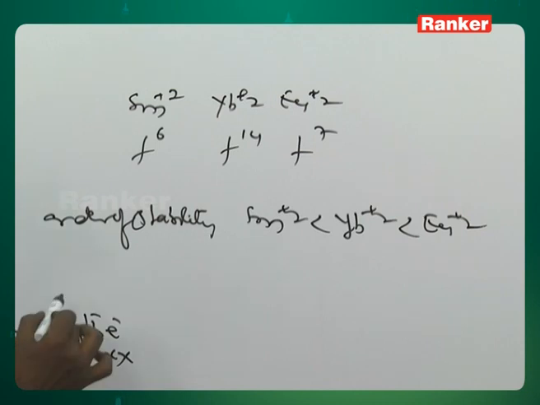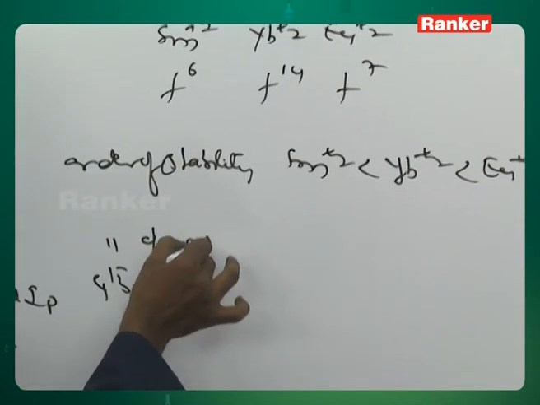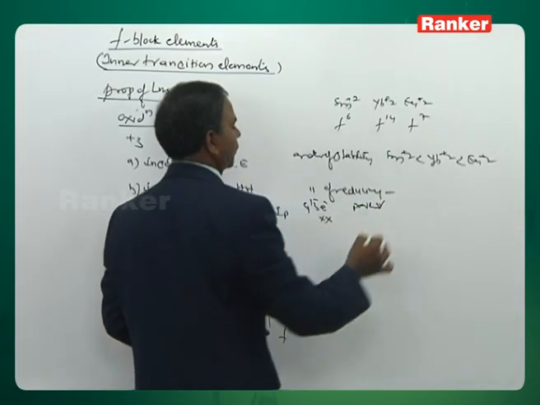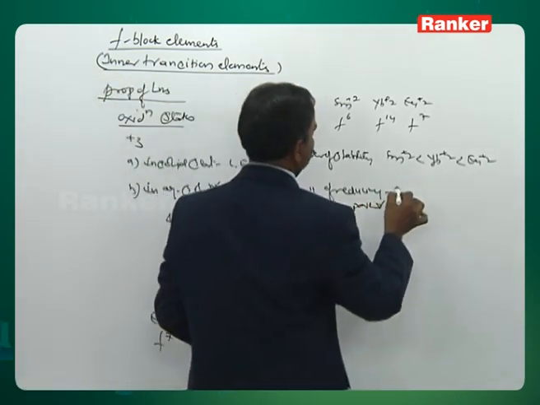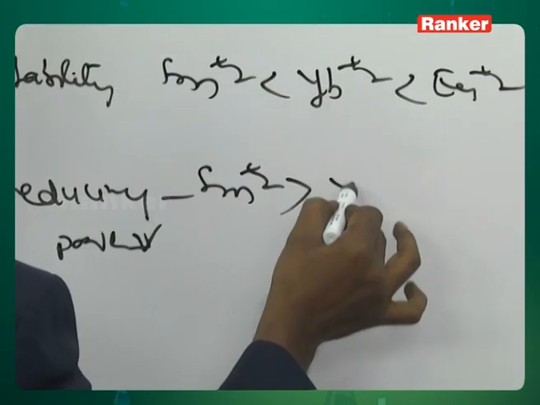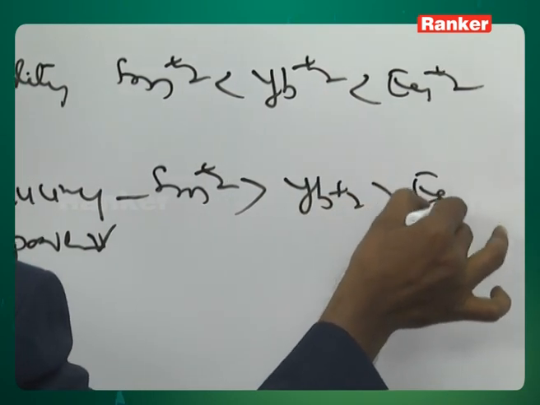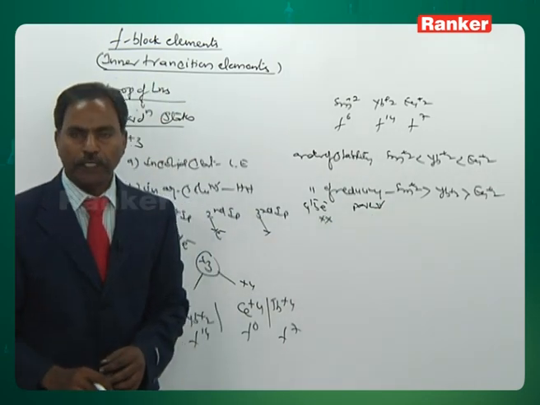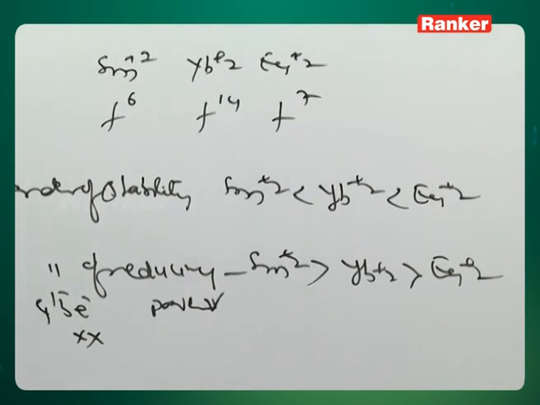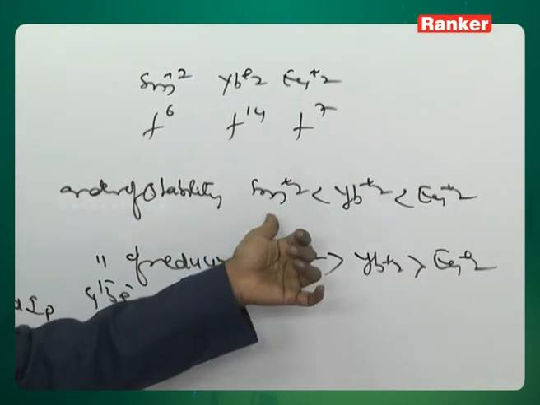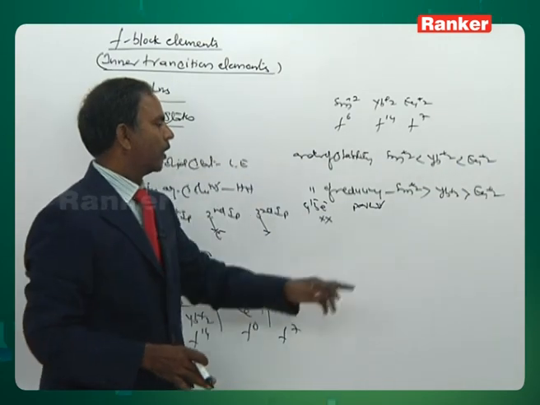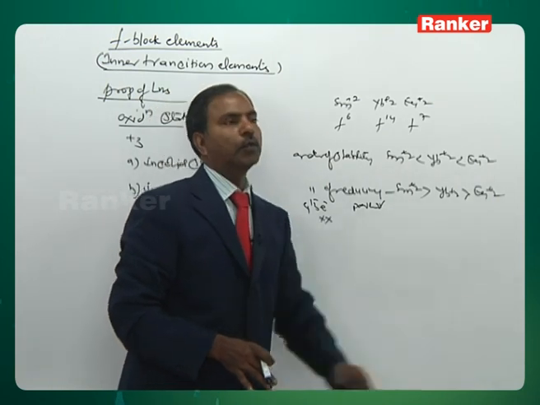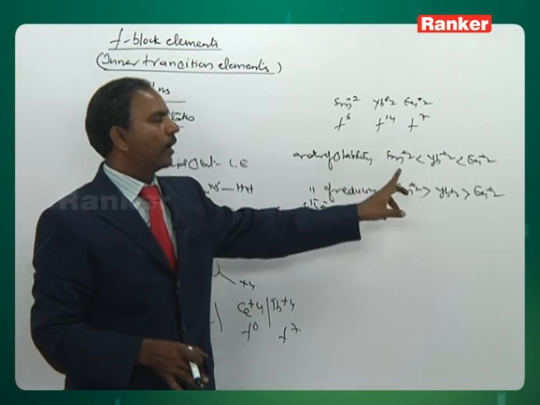Next, the order of reducing power of these. Samarium +2 is the strongest reducing agent, then ytterbium +2, then europium +2. How can you say this order? Whichever ion is least stable will be the strong reducing agent. Therefore, samarium +2 is less stable than ytterbium, and ytterbium is less stable than europium. Therefore, samarium is a stronger reducing agent than ytterbium, which is stronger than europium. This is the order of stability and order of reducing power.